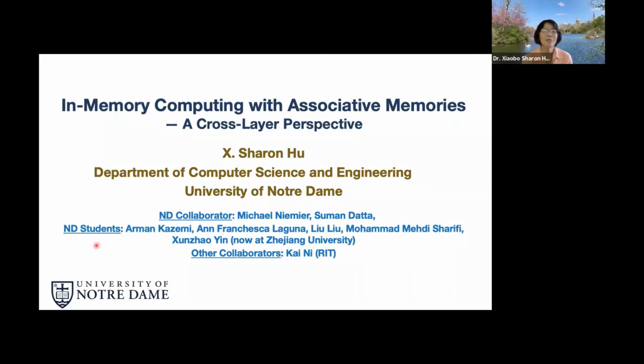So in this seminar, I would like to discuss a particular in-memory computing core, and use it as an example. It's called associative memory or content addressable memory, especially from a cross-layer perspective, from devices to applications. I will specifically use an emerging technology called FeFET to illustrate how to maximize the application level benefits. And I want to graciously acknowledge all my collaborators and my wonderful students who have contributed a lot to this work.